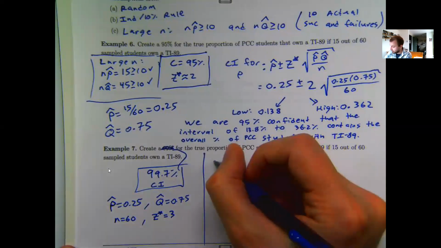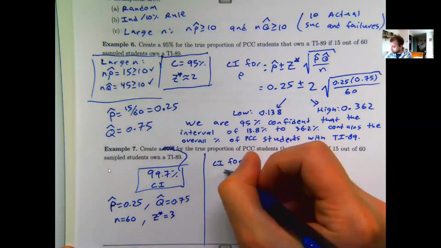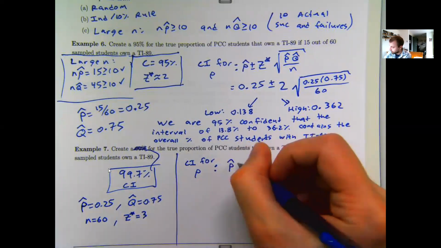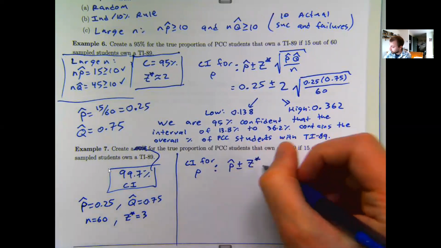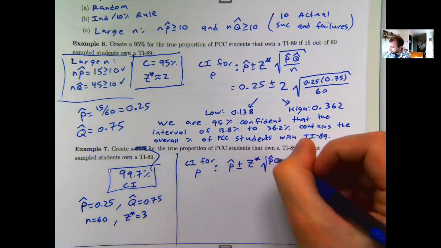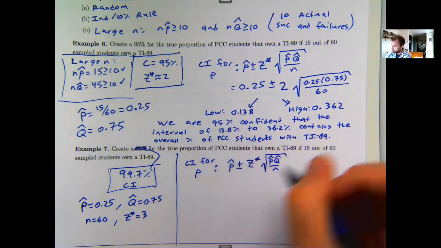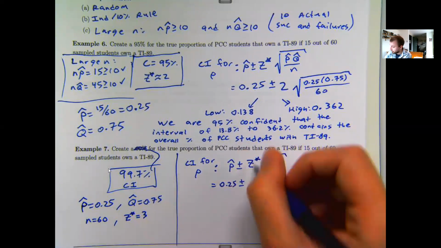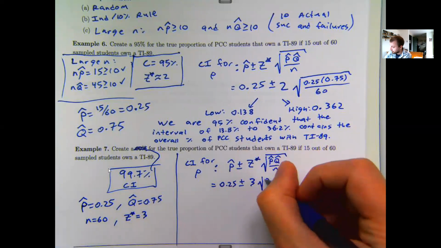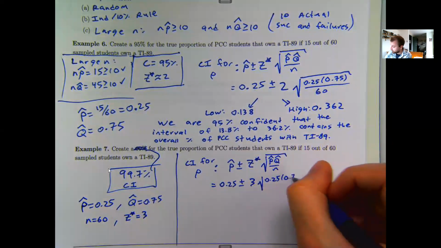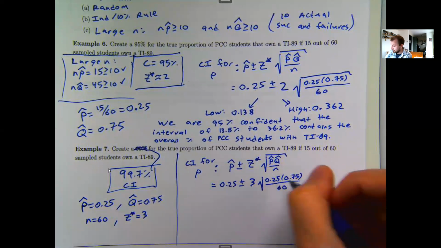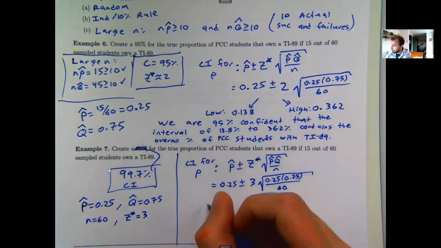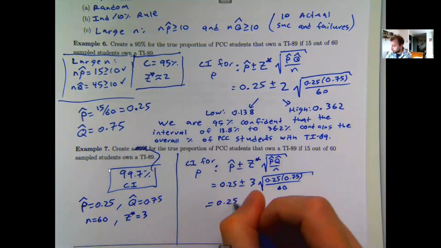So setting up my interval again, I'm going to have my center plus or minus my critical value times my standard deviation like thing. My center is 0.25. My z star is 3. 0.25 times 0.75 over 60. If you struggle typing that whole thing into your calculator at once, it's totally okay to break this up into smaller pieces.